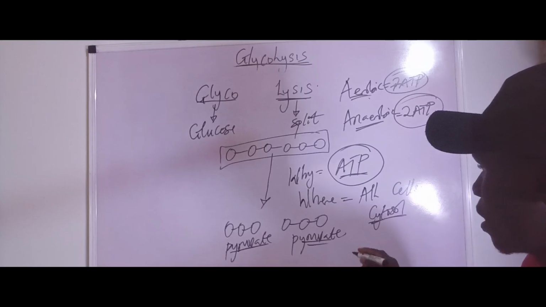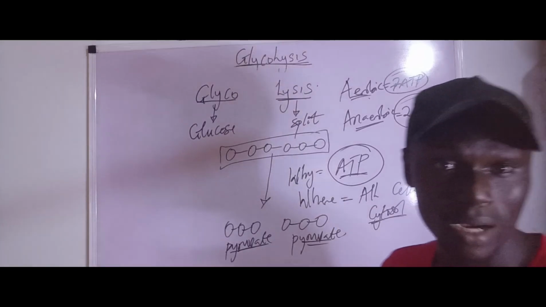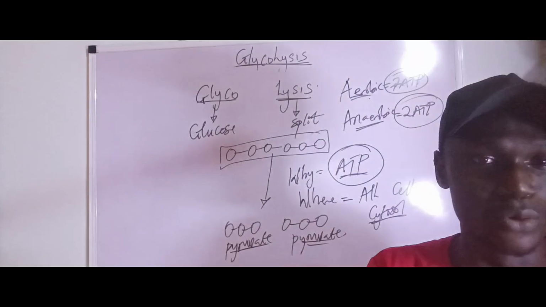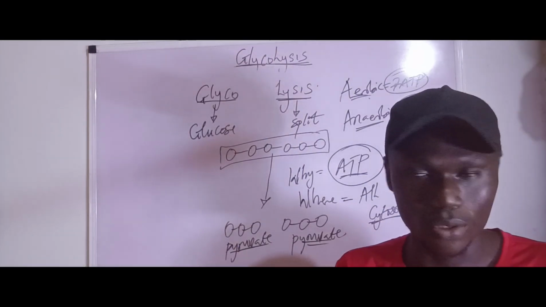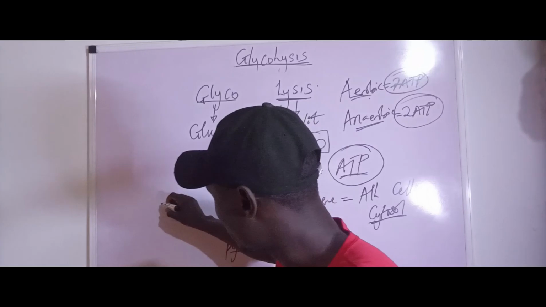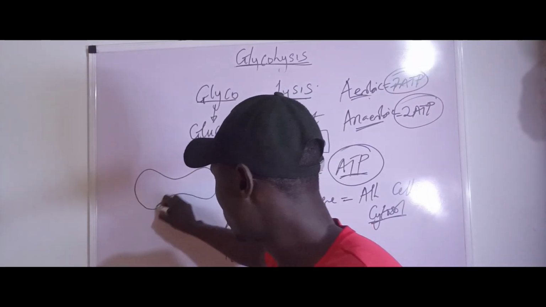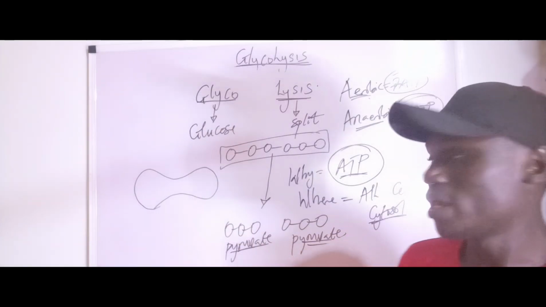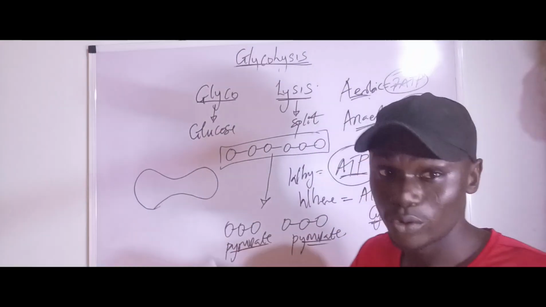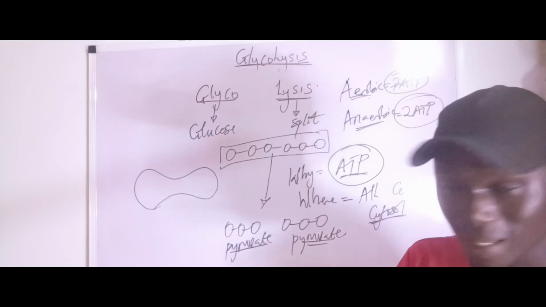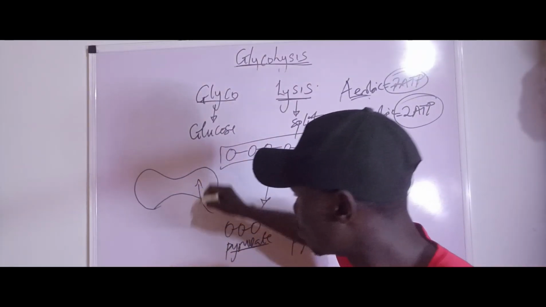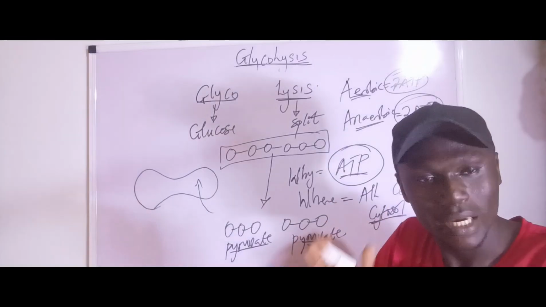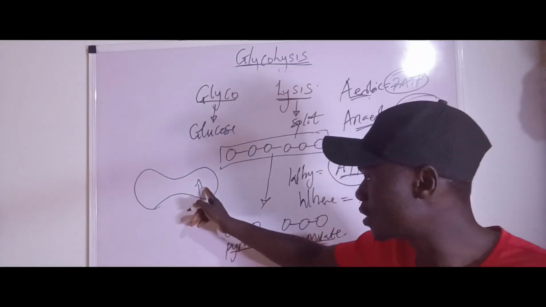Now the third question we want to answer is, if any cell wants to do glycolysis, the first thing for that cell to do is to get the glucose. Let's say we have our red blood cell here. Remember I said all cells do glycolysis. If this red blood cell decides to do glycolysis today, the first thing to do is to get glucose, so that you can split it into 2 equal halves.